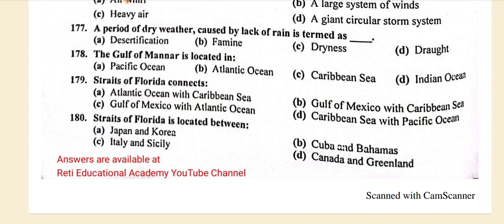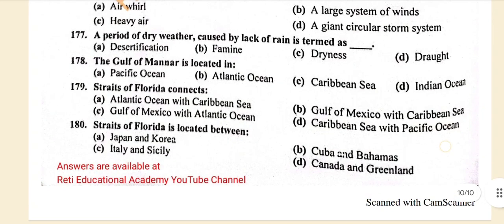Question number 178. The Gulf of Myanmar is located in A. Pacific Ocean, B. Atlantic Ocean, C. Caribbean Ocean, D. Indian Ocean. And the correct answer is D. Indian Ocean.